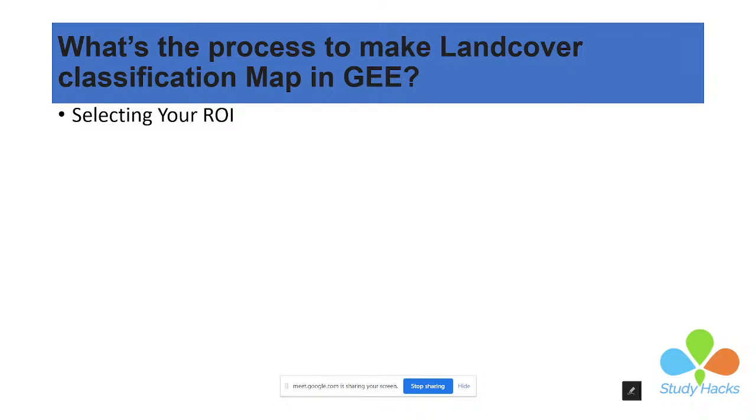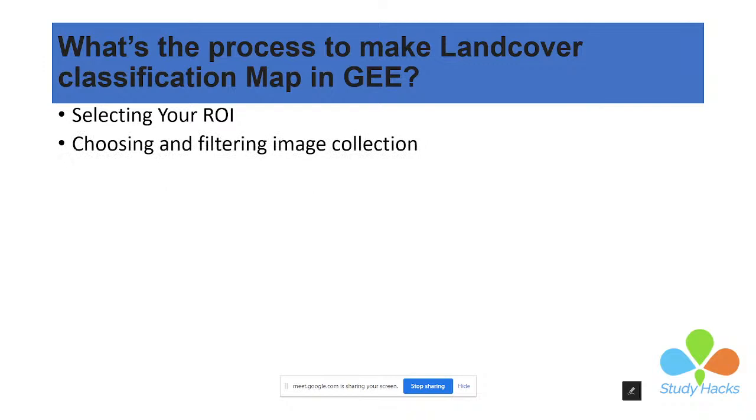So this is your ROI, or region of interest. You want to create the land cover classification map for Dhaka city, so this is your ROI for the Dhaka city boundary. You want to create a map for India, the whole country boundary of India, so this is the ROI for your India country boundary shapefile. Okay, and this is the first step.